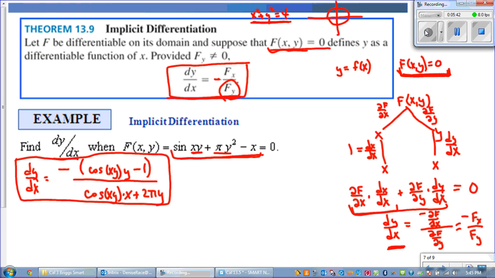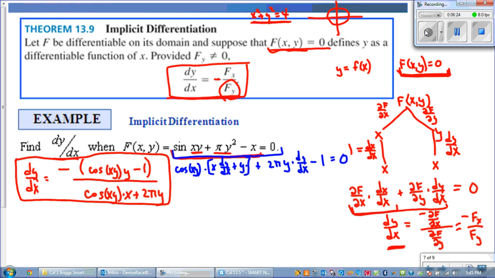Let's review how you actually took the derivative of this implicitly. You would take the derivative term by term. Derivative of sine of xy would be cosine of xy times the derivative of xy, which would require the product rule, x times the derivative of y plus y times the derivative of x, which is just 1 since we're taking the derivative with respect to x, plus 2 pi y to the first times the derivative of y, which is dy/dx, minus the derivative of x, which is 1, equals 0.